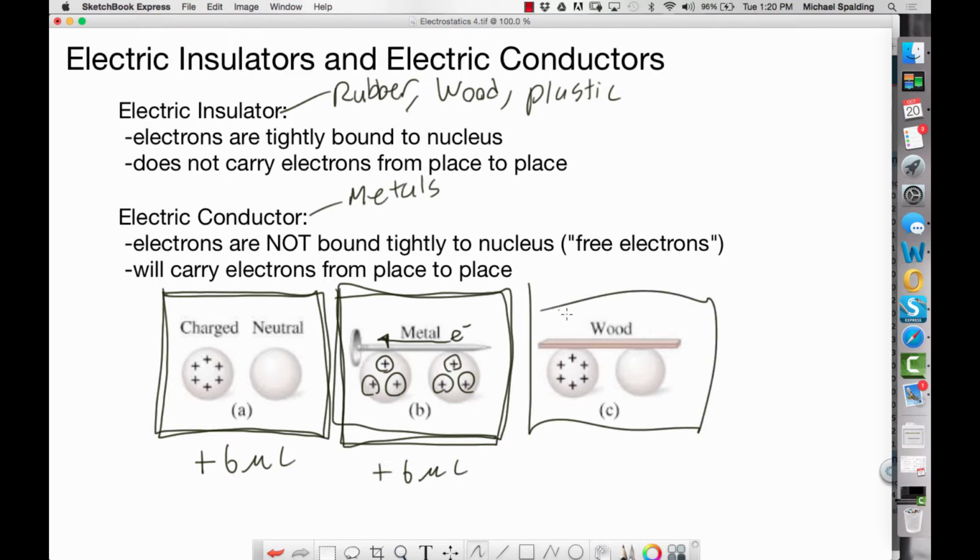All right, then this last one, we have an insulator. Will any charges move through the wood? No, so it stays the same as the beginning, right? But the total charge is still plus 6 microcoulombs.